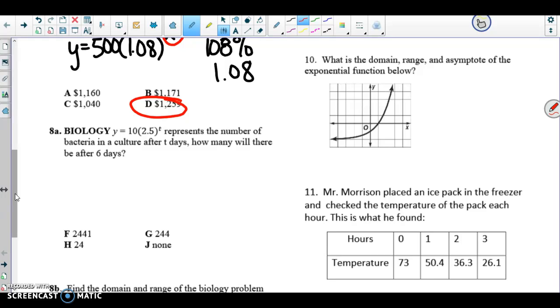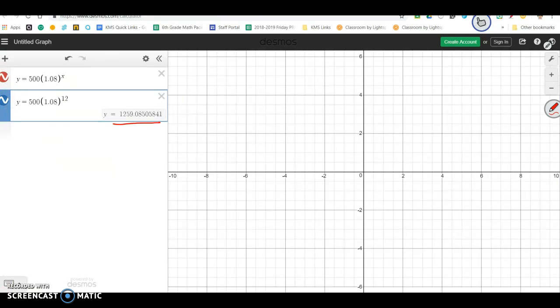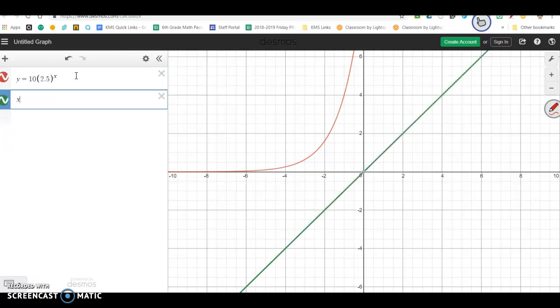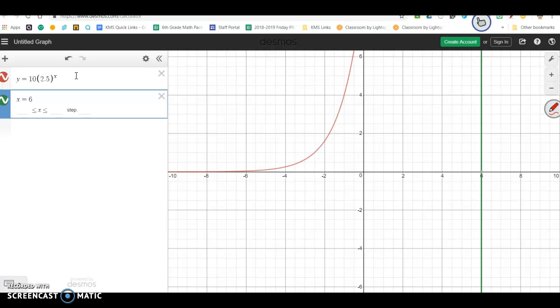8a, so biology. So again, we have a function here. Here's our function. And so it represents the number of bacteria in a culture after t days. How many will there be after 6 days? So we're looking for specifically where t equals 6. So here's what I have. Okay. I'm going to, at this time, go ahead and, rather than type it in, which I could do, I'm going to say where x equals 6.